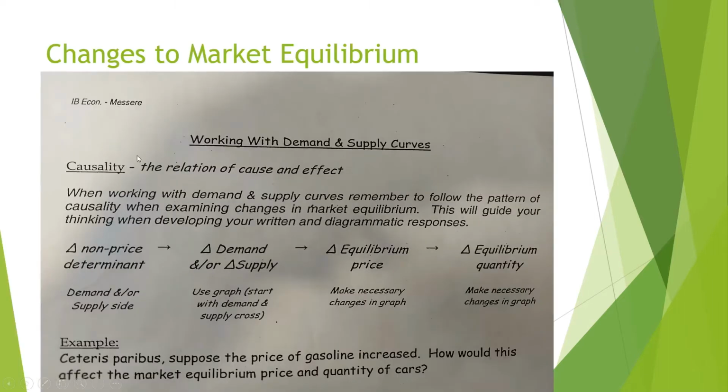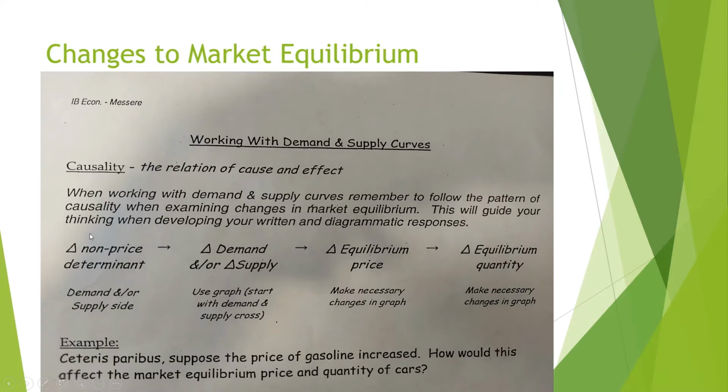So starting off, we can see here, causality is something important to think about, and it's the relation of cause and effect. So pretty much in economics, one thing is going to cause something else to happen. Like in this example, suppose the price of gasoline increases, how would this affect the market equilibrium price and quantity of cars? So the cause is the gasoline price increasing, and the effect would be on the equilibrium quantity of cars.